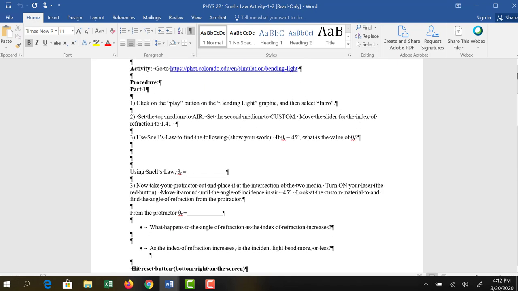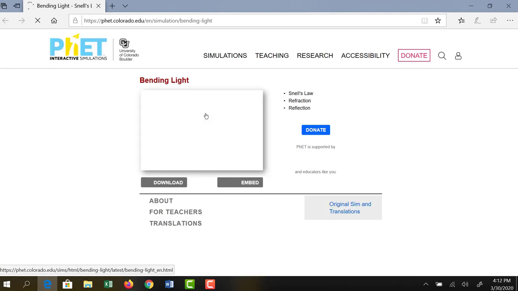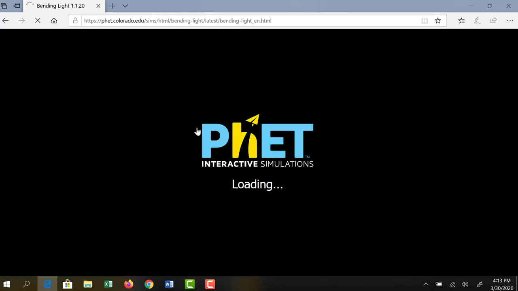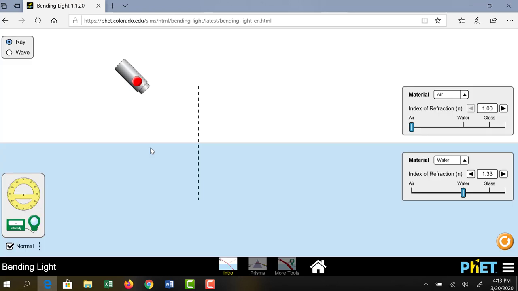So the activity starts here. It's one of these PHET simulations. If I hover over this, control click, I just hit the screen, control click, or you can just copy that and put it into your browser. It's going to look like this. I can just click here, and then the simulation should open up. We're going to be using this one called Intro.